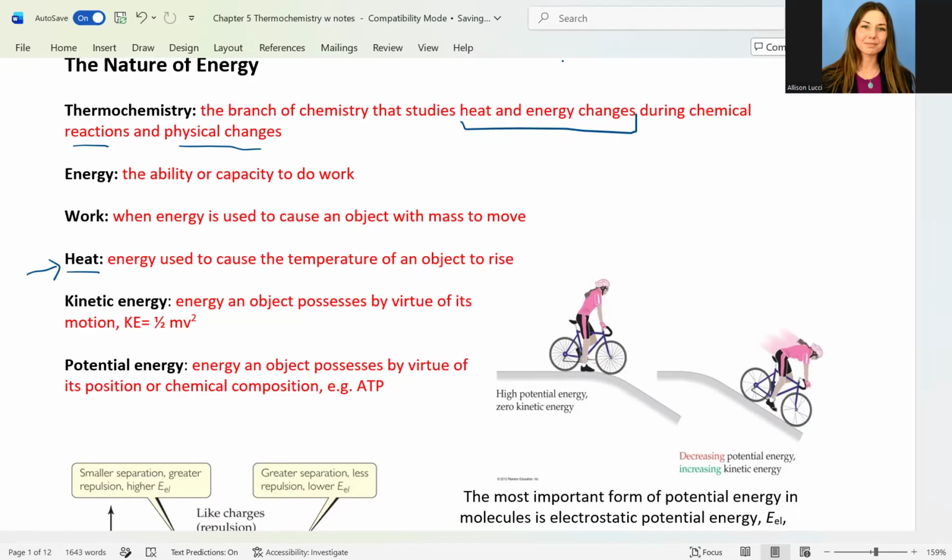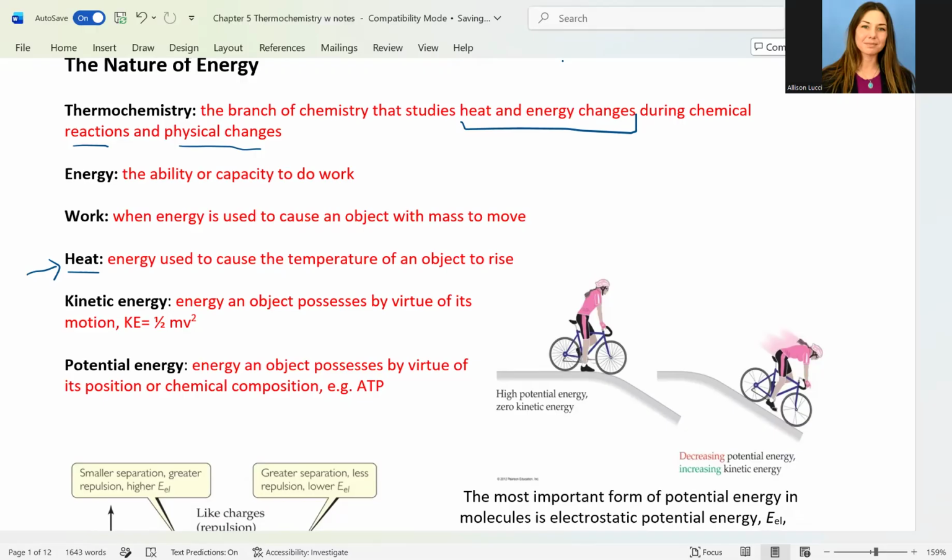So now that we've established those definitions, let's look at a specific type of energy here. This term heat is the energy used to cause the temperature of an object to rise. So this is what we think of when something's hot or cold. If heat is being produced or absorbed during a reaction, we'll reference this specific type of energy.